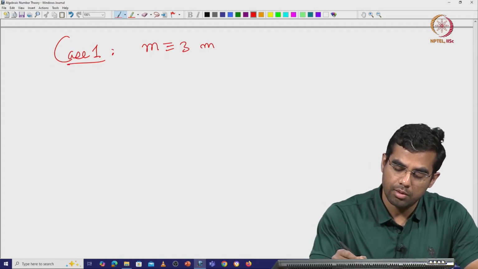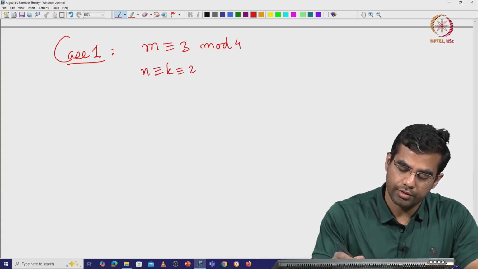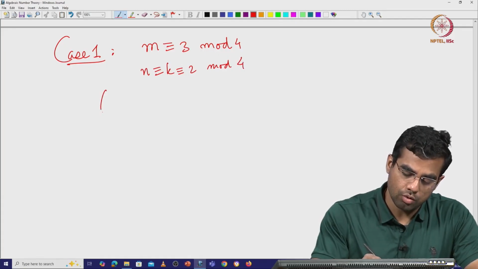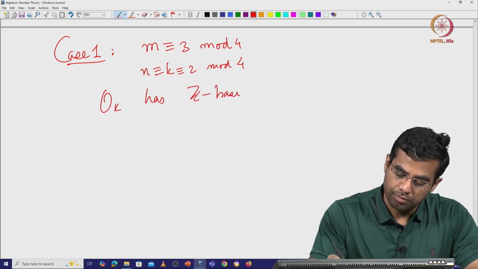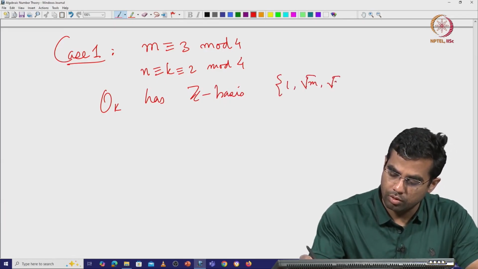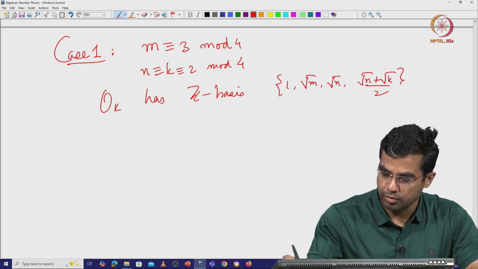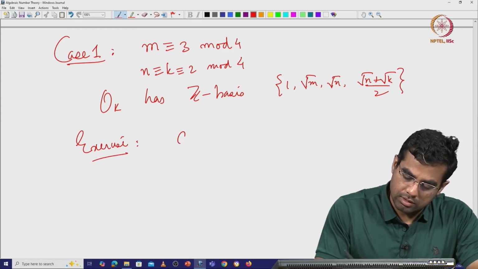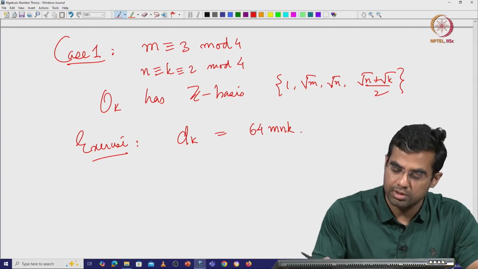Case 1 was when m is congruent to 3 mod 4 and n and k are both congruent to 2 mod 4. In this case, we proved that O_K has Z-basis given by 1, √m, √n and (√n + √k)/2. And then here is an exercise that you can do. The discriminant in this case turns out to be 64 m n k.